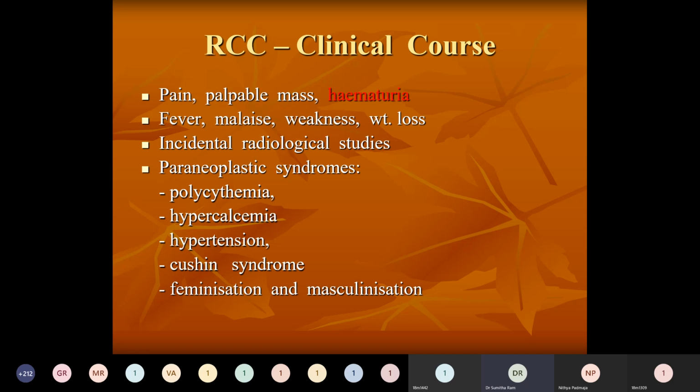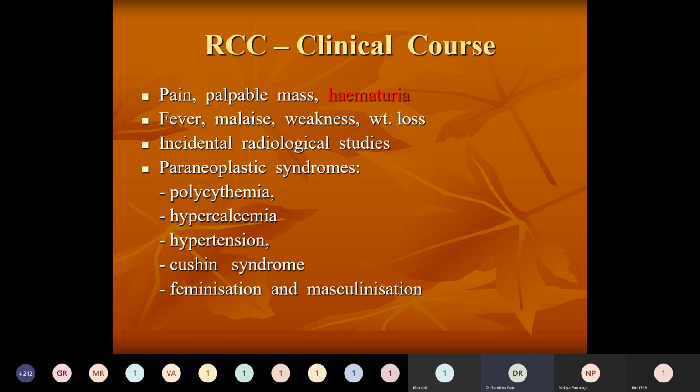Okay, it presents as painless hematuria, which is a more consistent finding with renal cell carcinoma. It can also present with fever, malaise, weakness, and weight loss, and in many cases it can just be an incidental radiological finding. Renal cell carcinoma is also known for its presentation as one of these paraneoplastic syndromes.